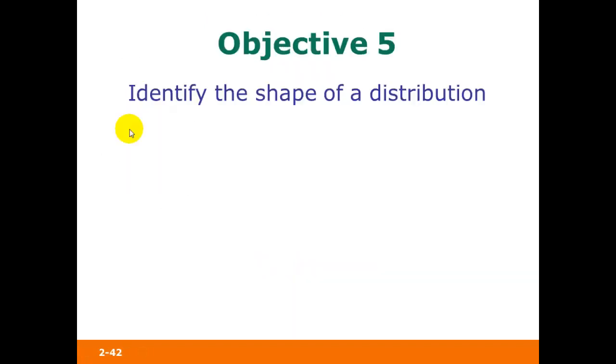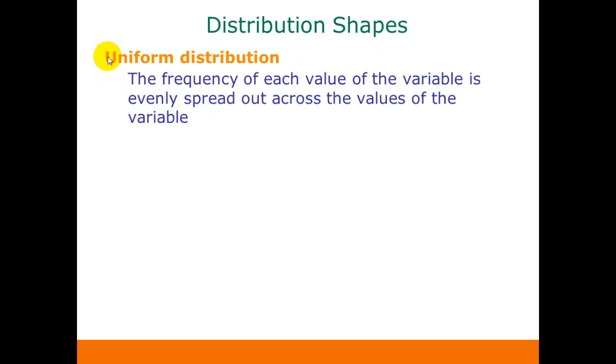Objective 5 is to identify the shape of a distribution. So some different distribution shapes. The first one is a uniform distribution. And in this one, the frequency of each value of the variable is evenly spread out across the values of the variable. In other words, the frequency for each different value is the same.